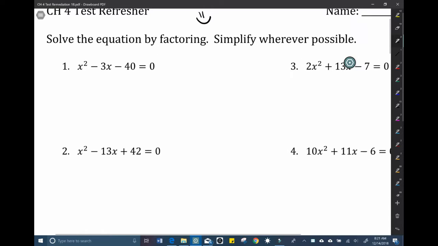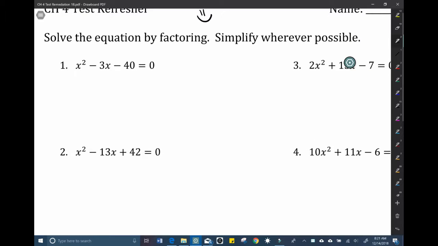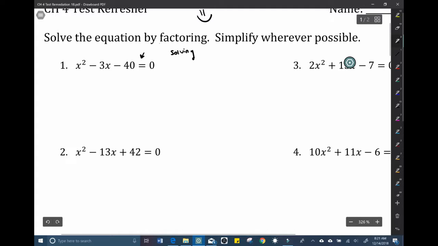So this unit was long, okay? It started out by factoring. And again, remember, anytime you see an equal sign, you are solving, okay? So starting each by factoring.